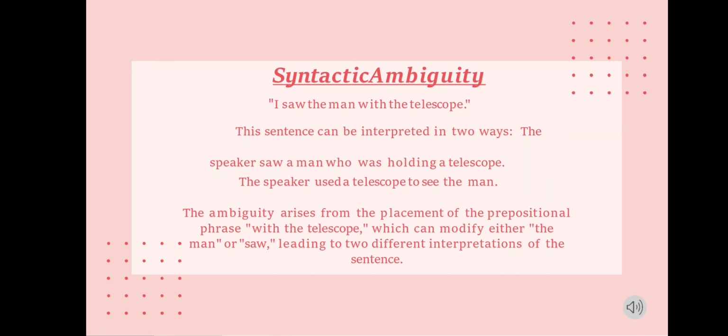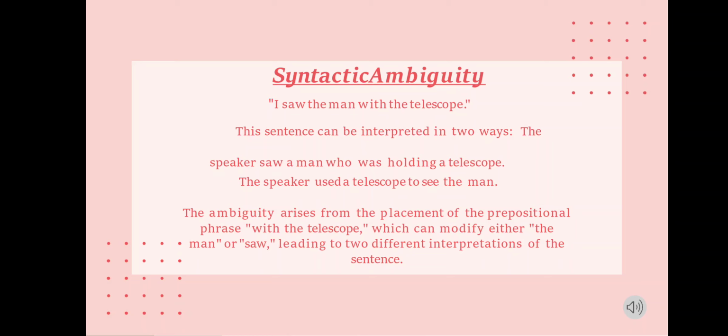You may ask yourself how syntactic ambiguity happens. So I will give you an example explaining it. I saw the man with the telescope. This sentence can be interpreted in two ways. The first one, the speaker saw a man who was holding a telescope. The second, the speaker used a telescope to see the man.